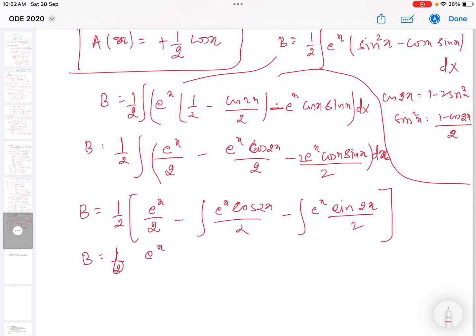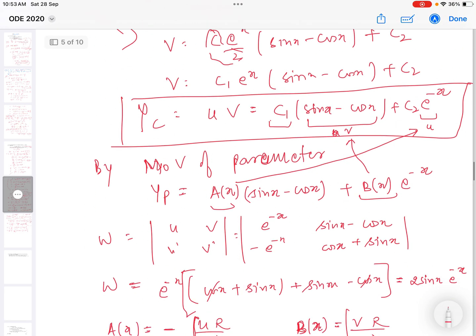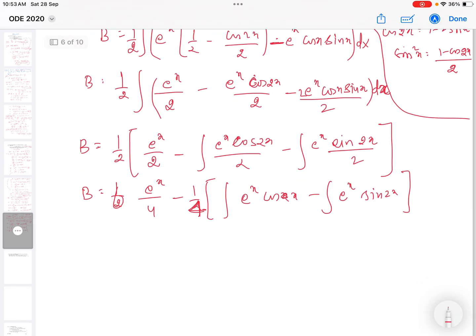Then it becomes e to the power x by 4 minus half of, and now we need to manipulate. If we take half outside, it will become 1 by 4 here also. We need to manipulate the integral of e to the power x cos 2x minus the integral of e to the power x sin 2x. Again, we will proceed by this approach only. We assume I equals the entire integral, and the recurring term will be reassigned as I, and we will get the final solution. I have already done this, so I am just putting it here. You can try it on your own.